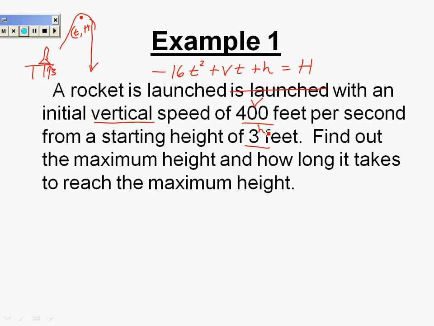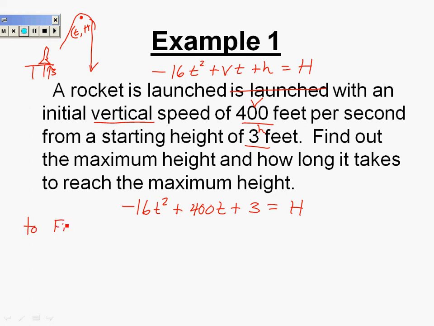So here we go. We have negative 16t squared plus v, which is 400t, plus lowercase h, which is 3. And we don't know what big H is yet, but we will. So we have two letters there, t and H. And our goal is we want to find out what the maximum height is and how long it takes to get there.